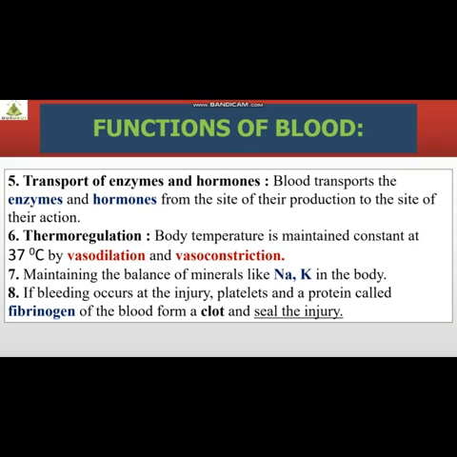Seventh, we have maintaining the balance of minerals like sodium and potassium in the body. The 8th point is, if bleeding occurs at an injury, platelets and a protein called fibrinogen of the blood form a clot. They form a clump, a gel-like form, and they seal the injury. That is very important, or else there will be loss of blood, right? So blood is also involved in the blood clotting process.